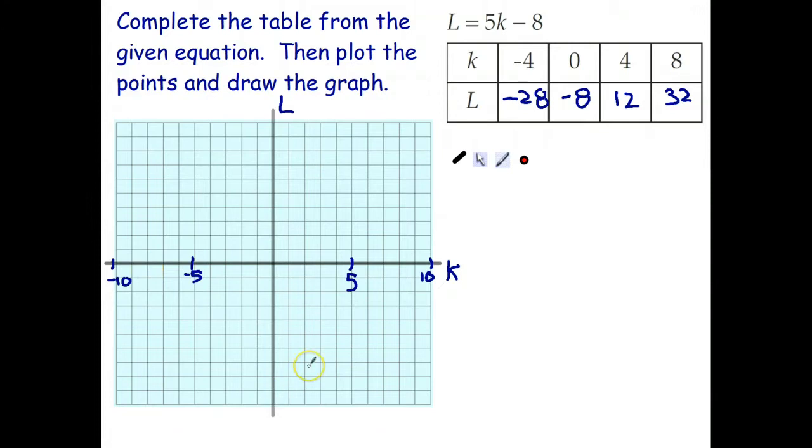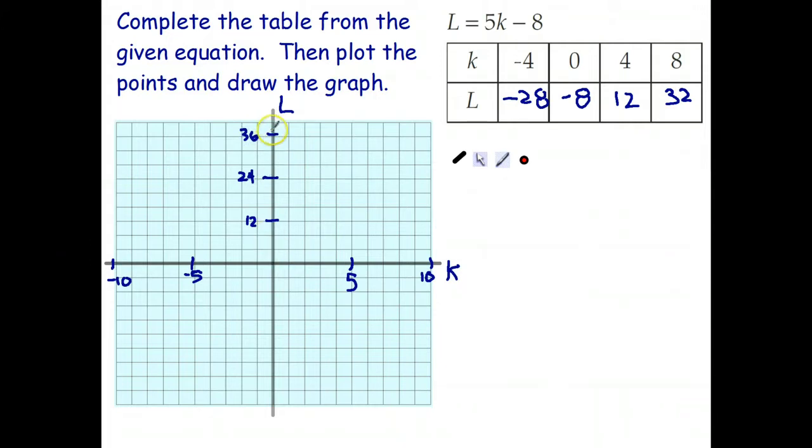Now on the L-axis, I have to go all the way from negative 28 to 32. So what I have to do is use a scaling factor here. The distance from there to there is 10 units, and from there to there is 10 units. I can't make each of those equal to 3 because I'm not going to get to 32. So I might make each of those equal to 4. So if I go 4, 8, 12, I might put a 12 there, another 12 there, and another 12 there.